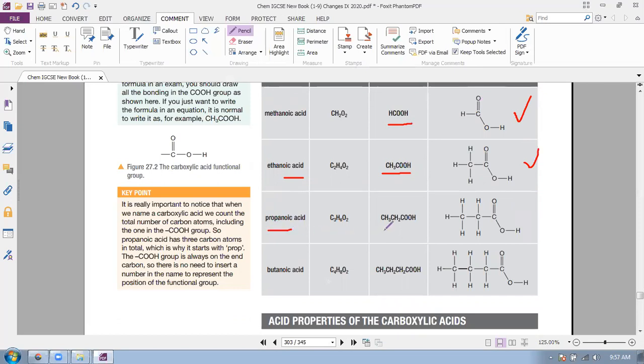Propanoic acid, CH3CH2COOH, and look at the displayed formula of propanoic acid, 3 carbons, and butanoic acid, CH3CH2CH2COOH is the formula of butanoic acid. Now look at this.